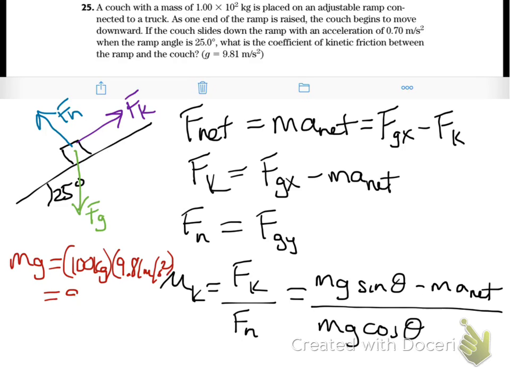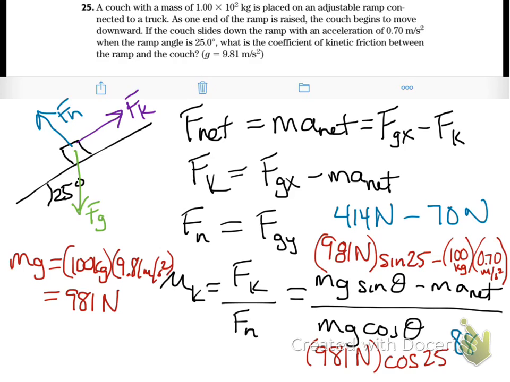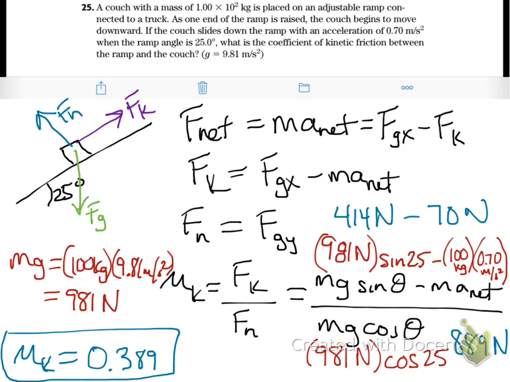We're going to evaluate this one to see that our force due to gravity is 981 newtons. Now I'll substitute that value along with other relevant values into our expression, and then we'll evaluate that. What we see here is that 414 newtons minus 70 newtons is our top expression. We divide that by 889 newtons. Together in decimal form, we find the coefficient of kinetic friction is 0.389.